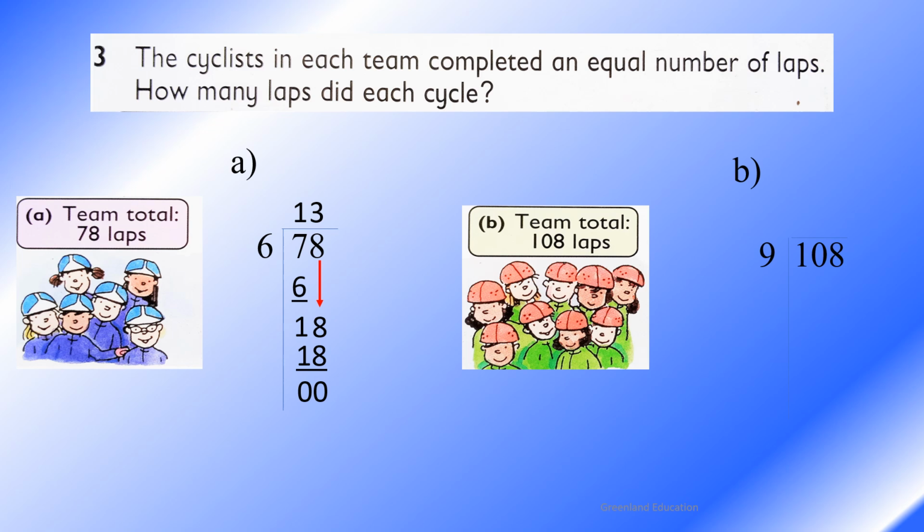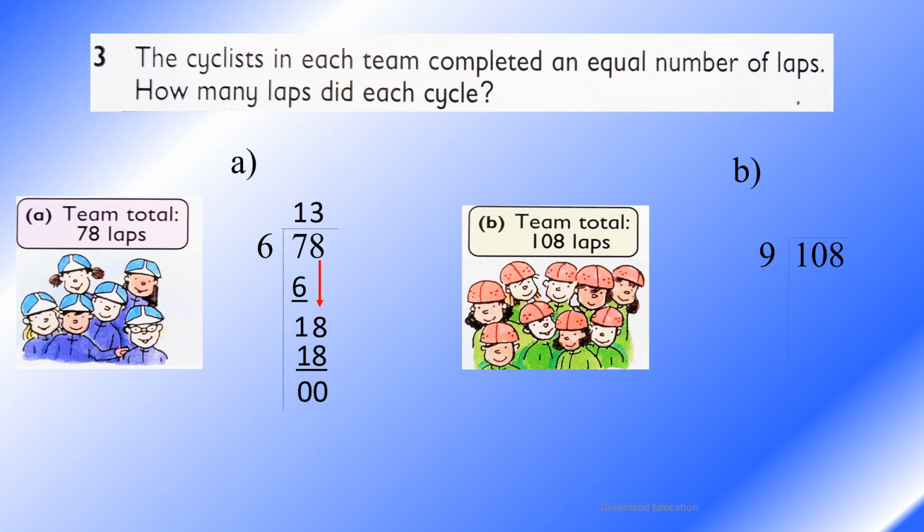In B team there are 9 cyclists. They have completed 108 laps. So you have to find how many laps one person has completed. To find this, you should divide 108 by 9. Let's divide it. For this one, no 9s.